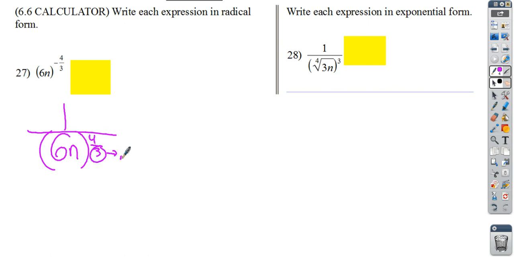This number here tells you what root you're taking, and this number here tells you what power you're raising it to. So the way that I remember this is the roots of a tree are on the bottom of the tree, and the roots of a number are on the bottom of that fraction. So how can we say this?